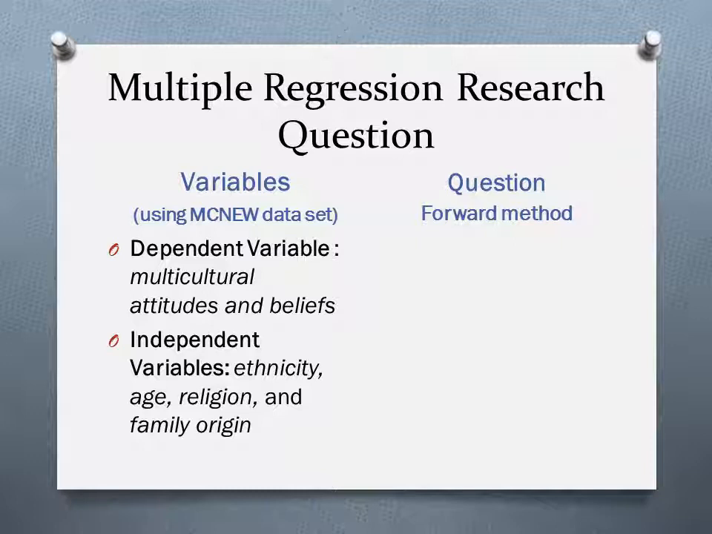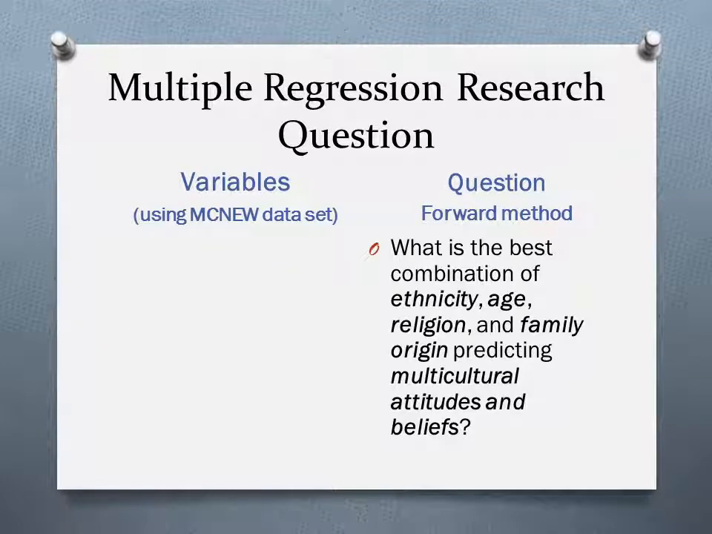religion, and family origin. The sample question is, what is the best combination of ethnicity, age, religion, and family origin predicting multicultural attitudes and beliefs?